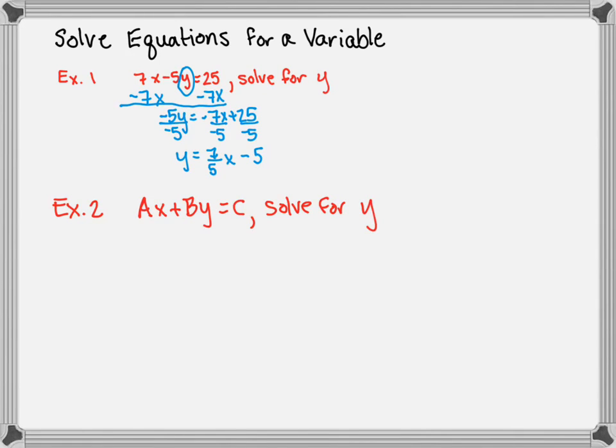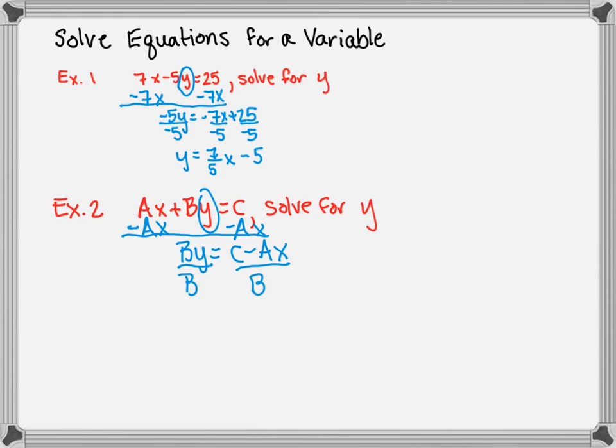Okay, so we're going to do the same exact thing, but now we just have the general equation for standard form of a linear equation, ax plus by equals c, and again we're going to solve for y. So again, we want to isolate the term with the y in it. So let's subtract ax from both sides. We get by equals c minus ax.